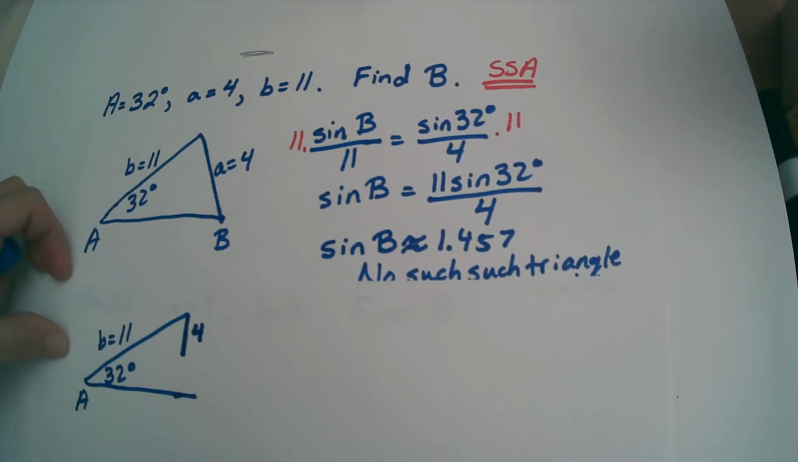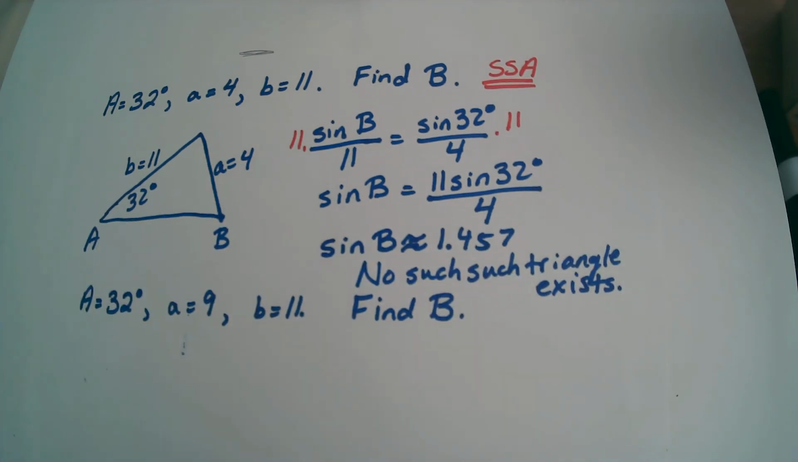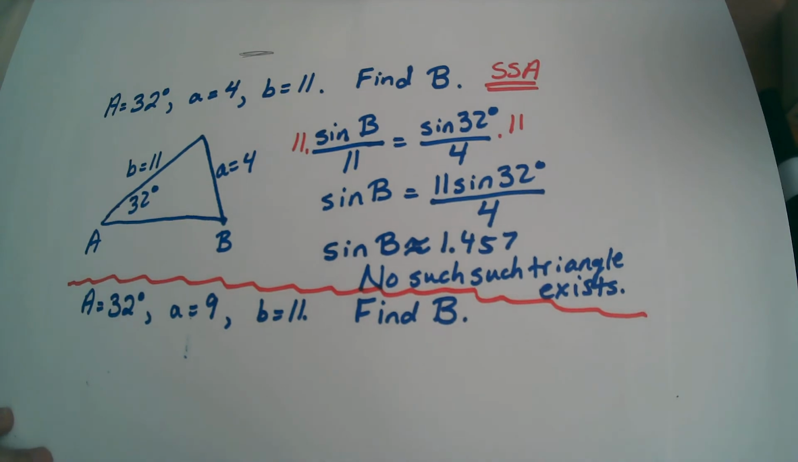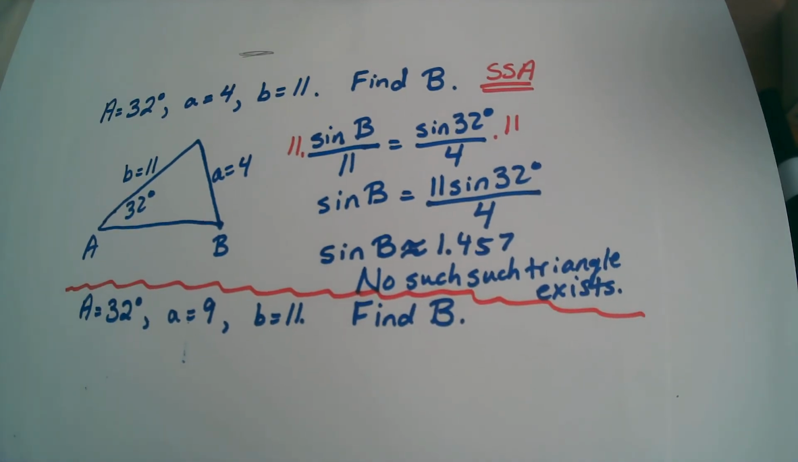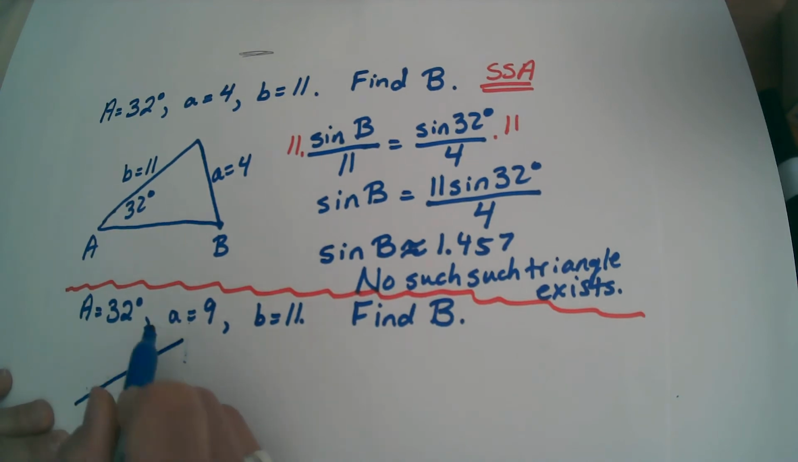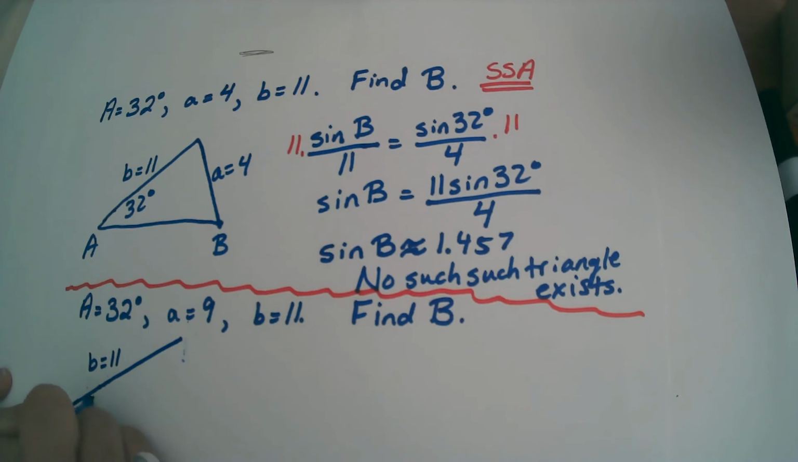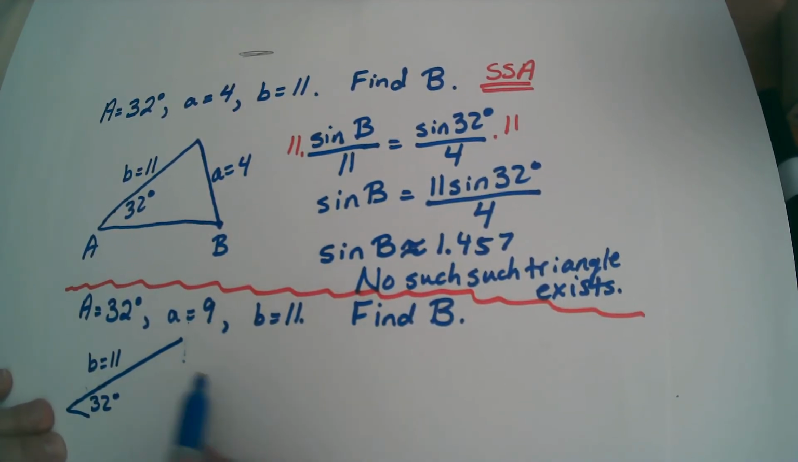Now let's get to our third and final example. And notice I've given you very similar information. One more time for contrast. So I'm going to draw a triangle again. This time B is 11, A is 32 degrees, and now side A is 9.